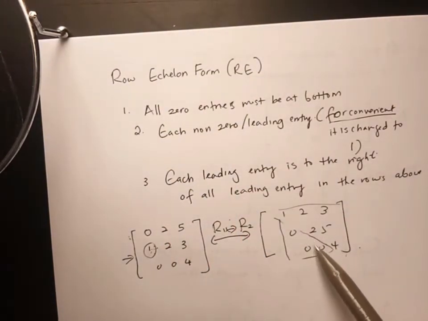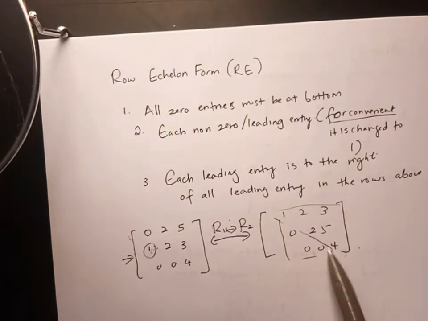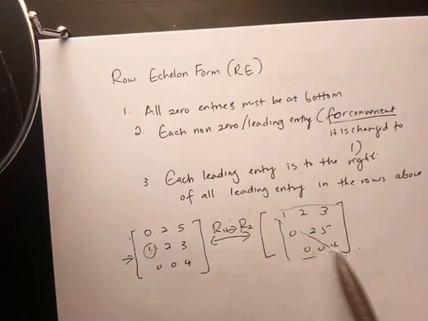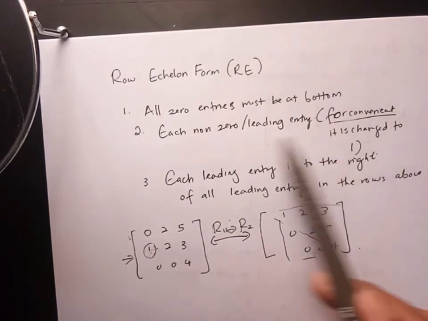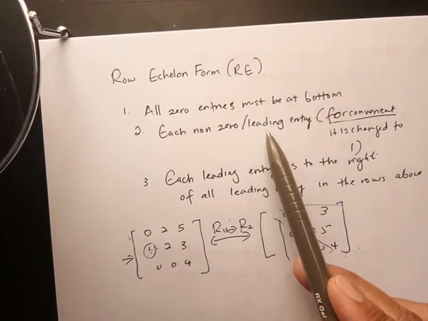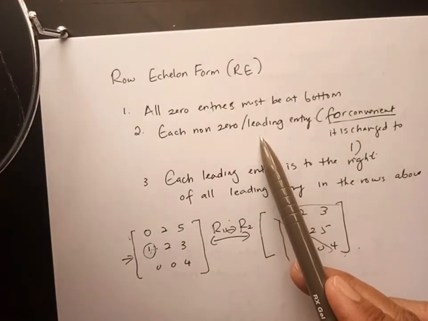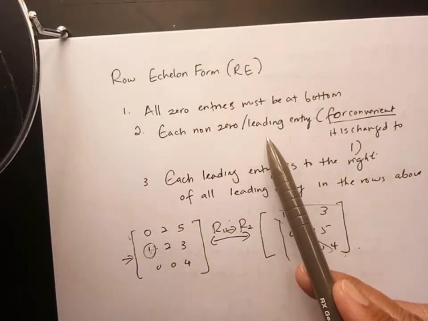It's called row echelon form. All 0 entries must be at the bottom, but not necessarily all 0; the row which has more zeros must be at the bottom. Each non-zero leading entry is changed to 1. This is for convenience.